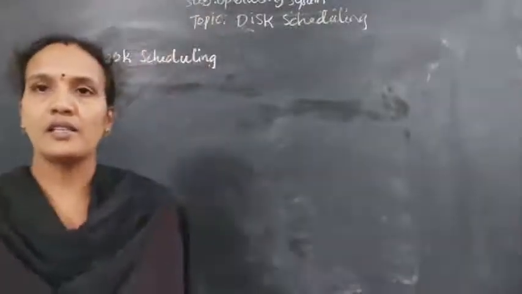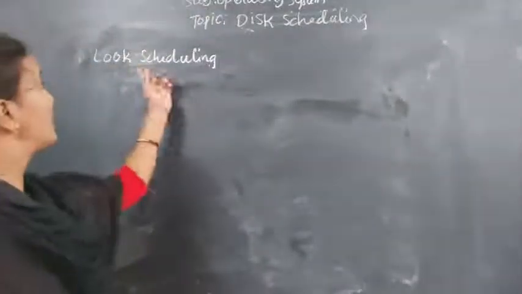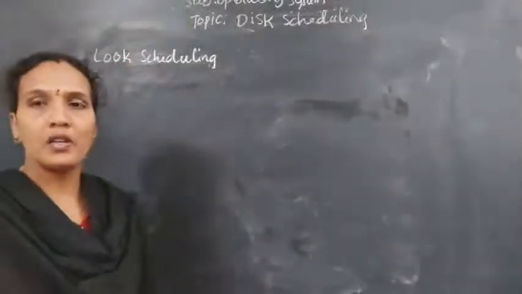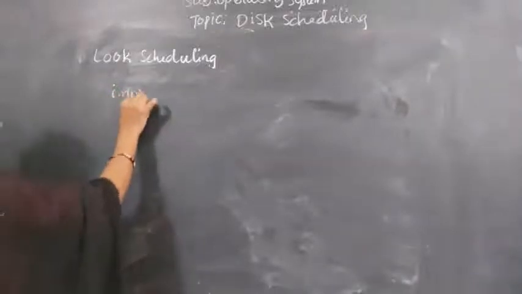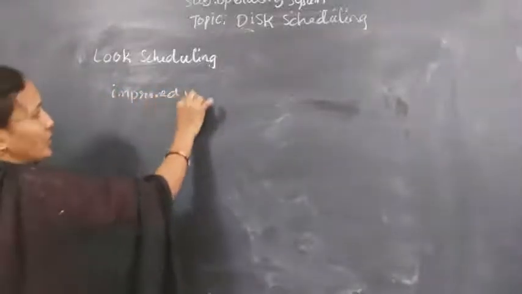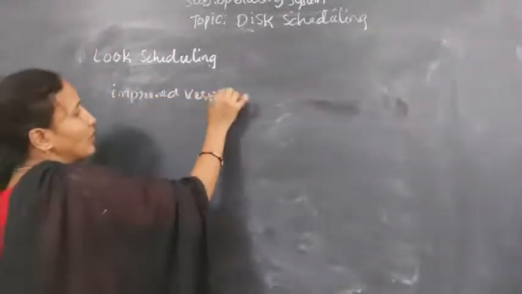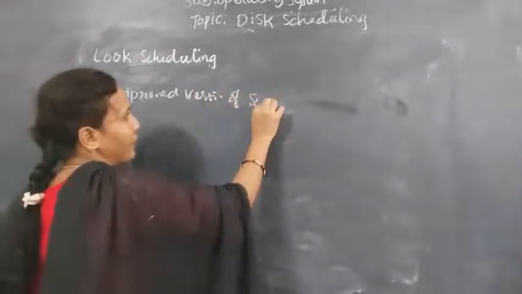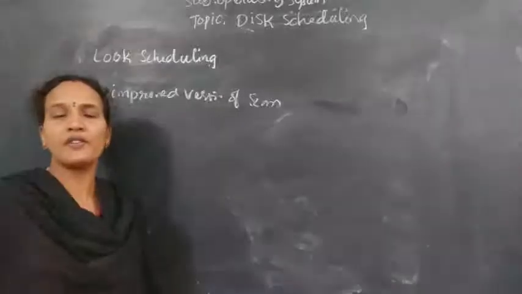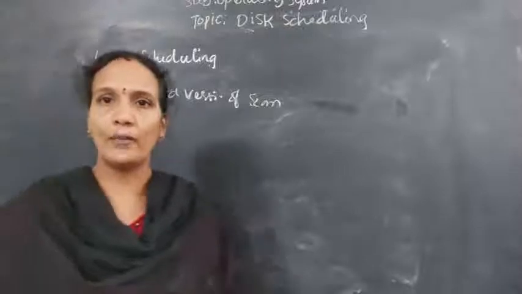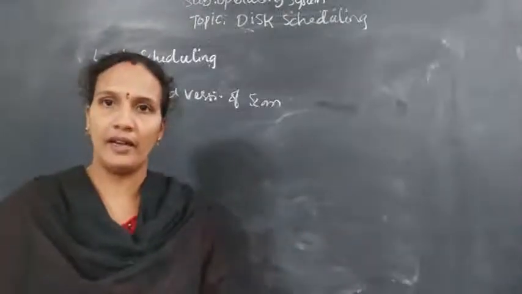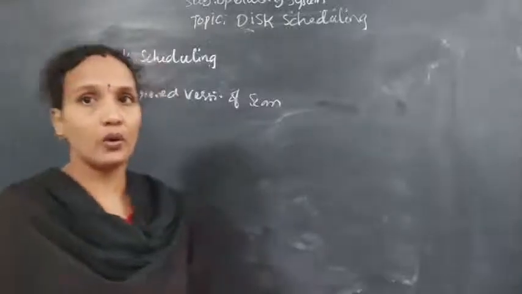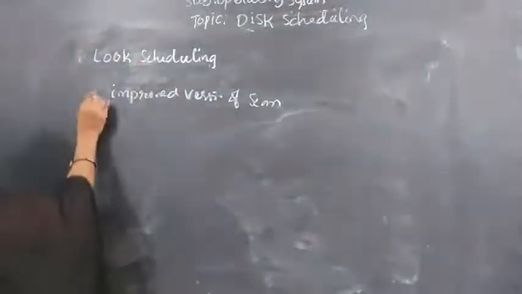Now the last disk scheduling algorithm is the LOOK scheduling algorithm. It is an improved version of SCAN. It will move from one direction to another direction. When it reaches one end, it will change its direction. But only one difference is there.